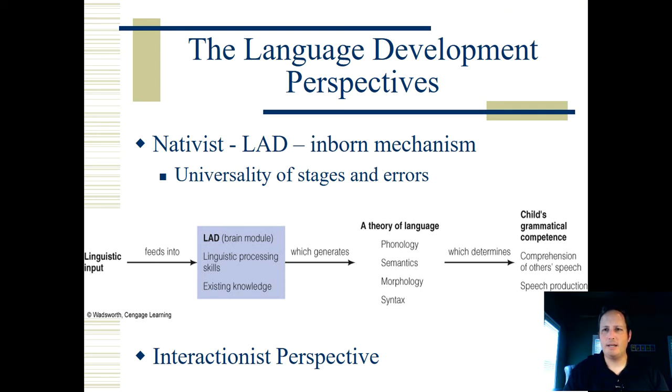People are helping correct us, and there are all these other things going on at the same time. If you look at the graph in the middle of the slide, you can see how the language acquisition device might work. It goes from having input, and then the language acquisition device uses existing knowledge and processing skills to generate the things we talked about in Module 1: phonology, semantics, morphology, syntax. All of that determines how a child would understand others' speech, and then, of course, produce speech on their own. So that's one perspective. The interactionist perspective, we're going to come back to.